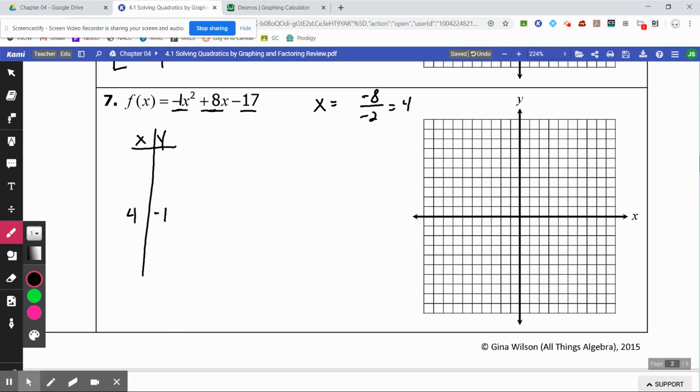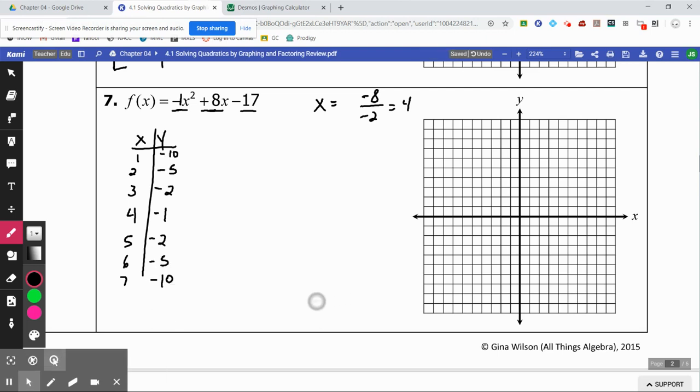Now let's pick some values on each side. We'll go 3, 2, and 1, and then 5, 6, and 7 on the other side. However, I don't think this is going to be necessary. We'll plot a couple of points, but we can tell right now what this solution is going to be. I'll go ahead and plug in some points and graph it, but I'll show you why I already know what the answer is going to be.